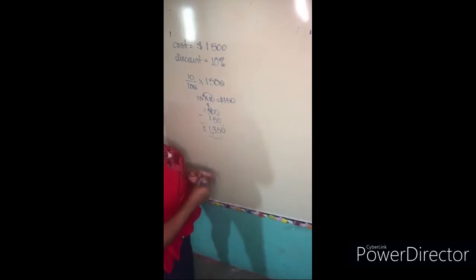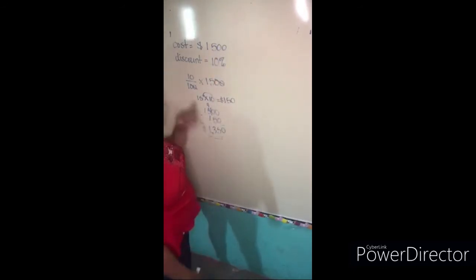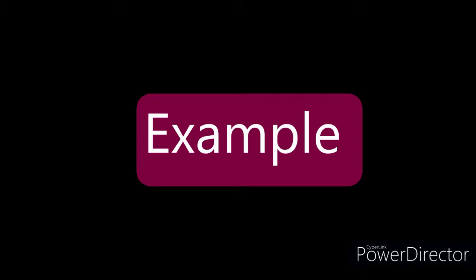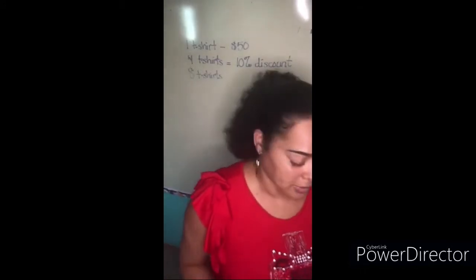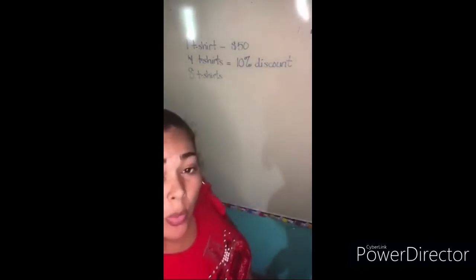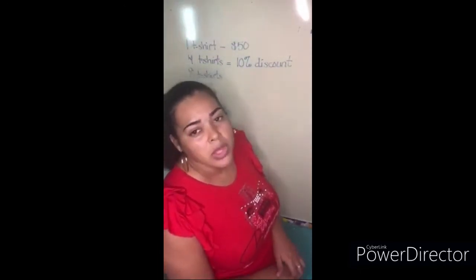Would you prefer paying $1,500, or you would rather the discount and you only pay $1,350? I thought so, right? Let's look at another example. All right. The problem says the price of a t-shirt is $50. If you buy 4 shirts, you will get 10% discount. How much will you pay for 8 shirts? So what we're going to do, we're going to look at what we have, or what we know, and what we want to know.